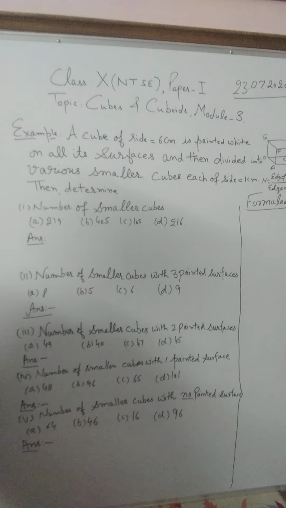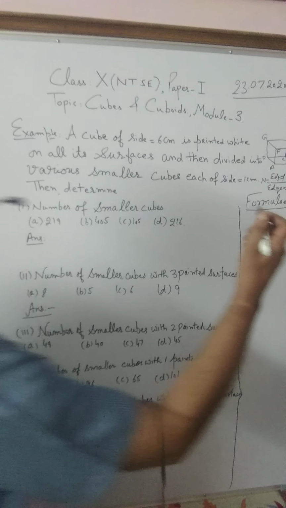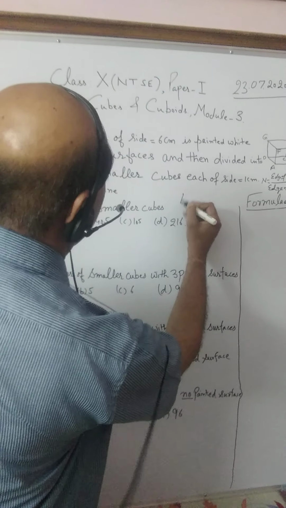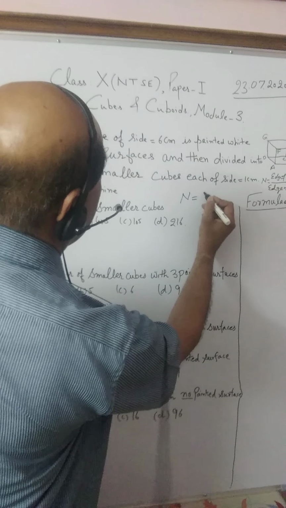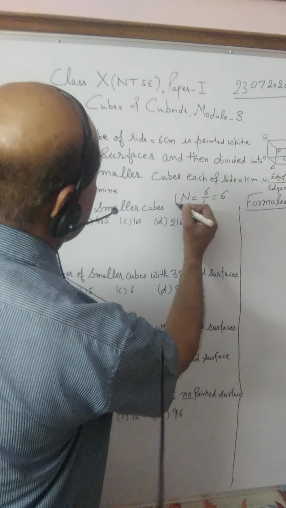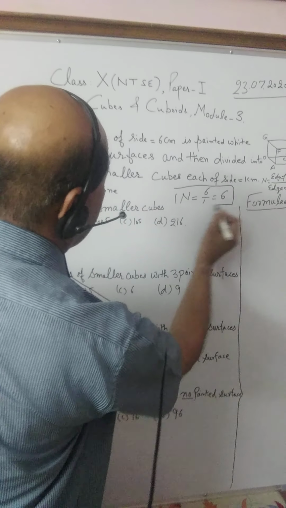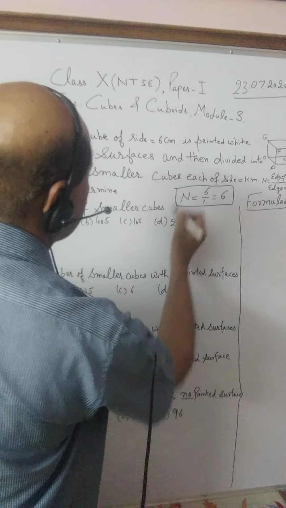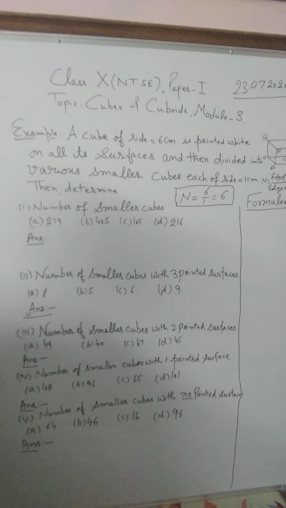So, the number of divisions will be, first we will calculate what is capital N. Capital N is equal to 6 divided by 1, which is equal to 6. So we have calculated the master point of this, that is capital N is equal to 6.